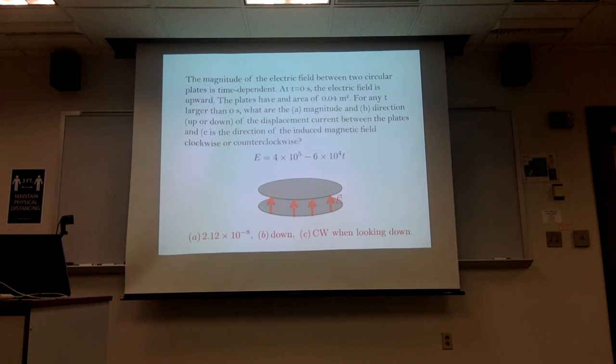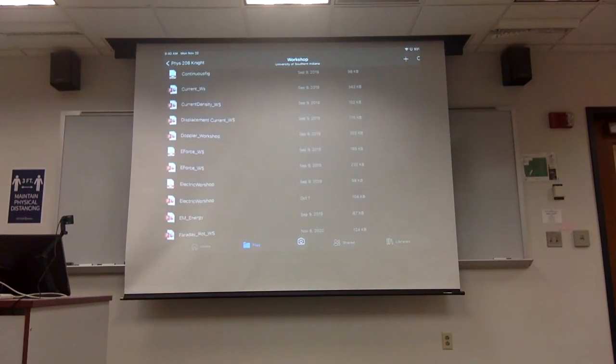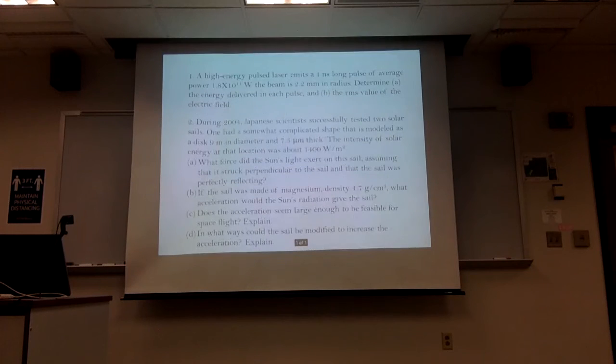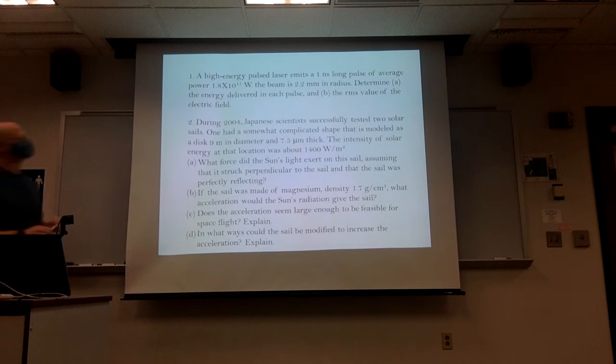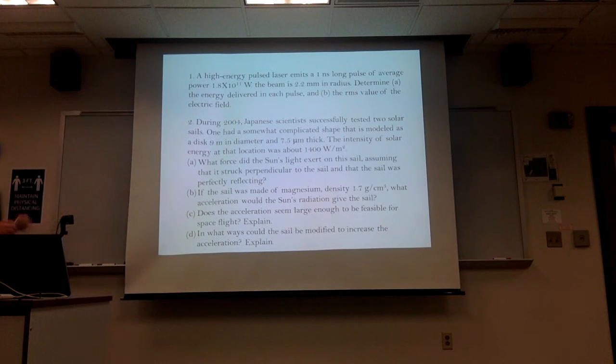So this is the first one. We'll come back to that. From here, I got these two. The first one says we have a high energy pulse laser that emits a 1 nanosecond long pulse of an average power of 1.8 times 10 to the 11th watts. The beam is 2.2 millimeters in radius. Determine A, the energy delivered in each pulse.